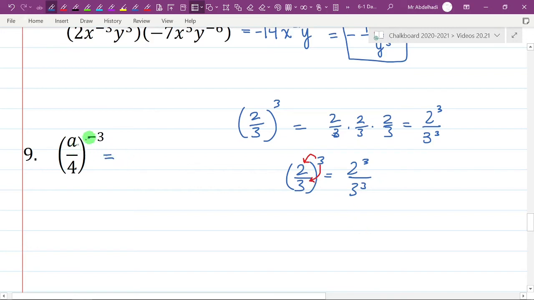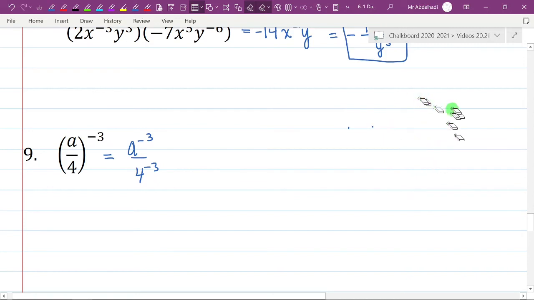We have a over 4 to the negative 3. So this is going to be a to the negative 3 and 4 to the negative 3. Now, who gets flipped? Well, actually, they both get flipped because they both have a negative power, right? This is a to the third with a flip. Let me do the flip in red here. And this is 4 to the third with a flip.